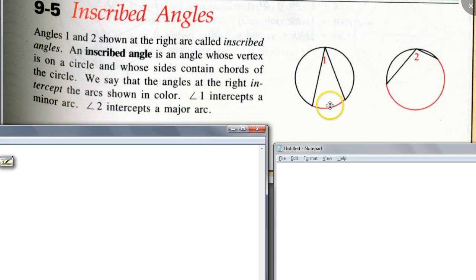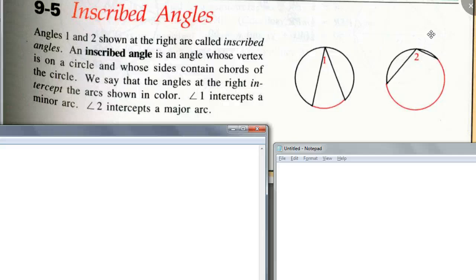And as you can see, inscribed angle 1 intercepts the arc right here. You see the minor arc? It intercepts it. What about inscribed angle 2? What kind of arc does it intercept? Minor or major? It intercepts a major arc, doesn't it? So, as we talked about, we had a central angle intercepting an arc. We could also have an inscribed angle intercepting an arc as well.